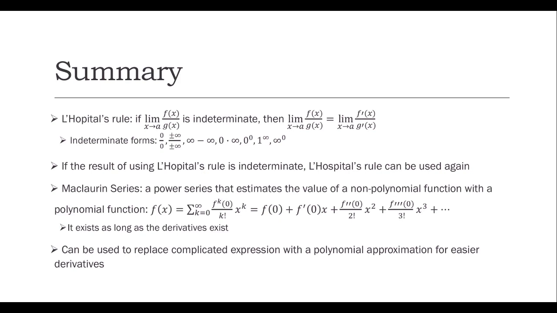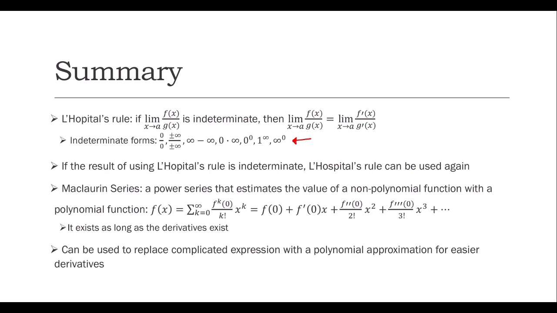So in summary, L'Hopital's rule is if the limit as x approaches a of f of x over g of x is indeterminate, then the limit as x approaches a of f of x over g of x is equal to the limit as x approaches a of f prime of x over g prime of x. And these are your indeterminate forms. If your result using L'Hopital's rule is indeterminate, you can use L'Hopital's rule again.